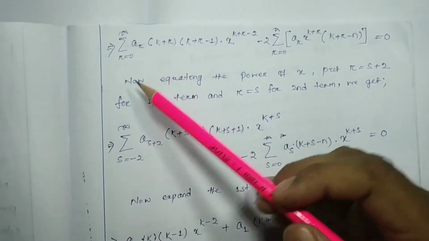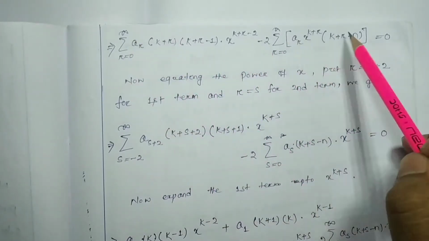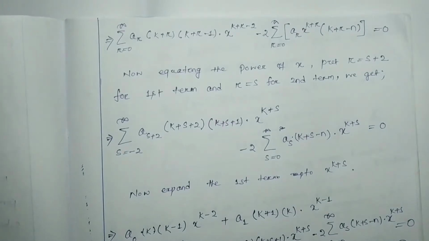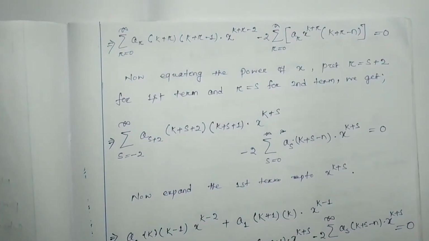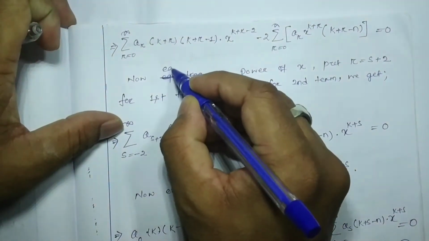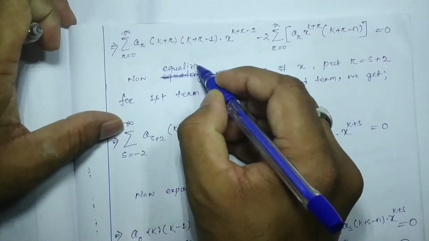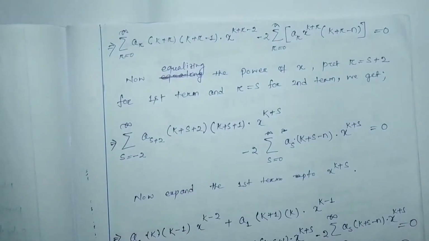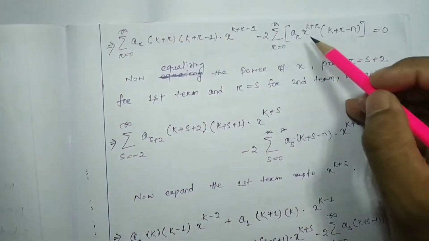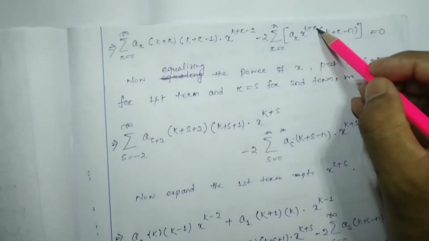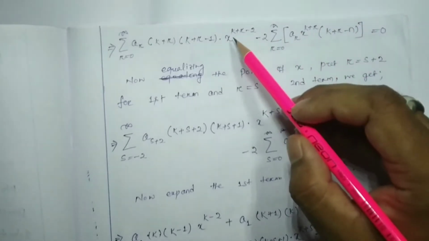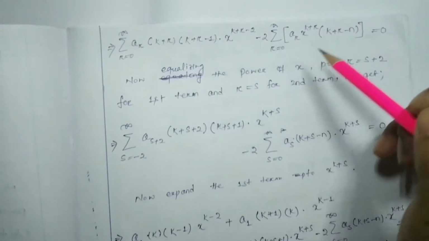So here we found r equal to 0 to infinity, whatever we found in the last page. Now equating the power of x, actually here we have to write equalizing, not equating, equalizing. Now equalizing the power of x, that means here x to the power k plus r minus 2, here x to the power k plus r. To equalize the power of x of both the terms, what have we considered?